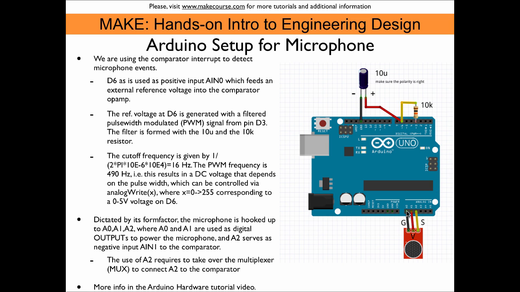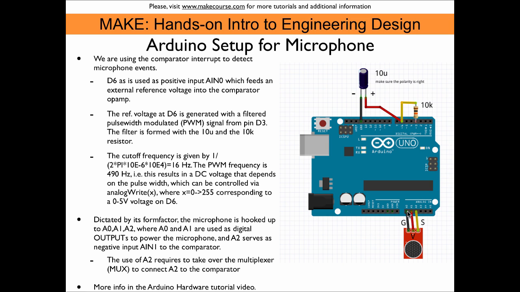And so since we need an input pin for the comparator interrupt, it is convenient to just stick it here on A0, A1 and A2. And so A2, that is the output of the microphone, pin S on the breakout board. So this is the pin that we will then connect to the comparator through the multiplexer. The other 2 pins, A0 and A1, they just supply this microphone with power.